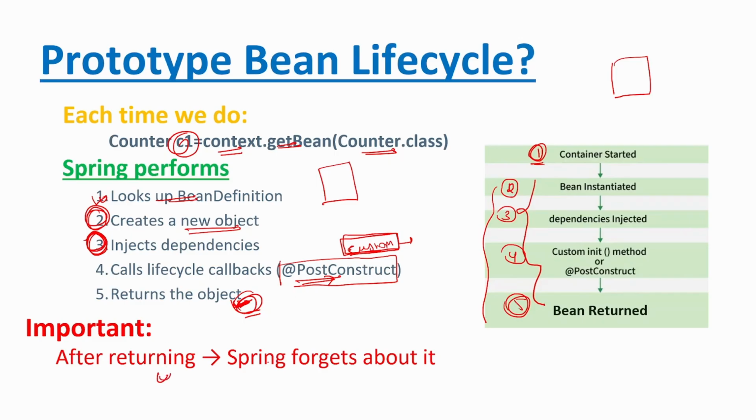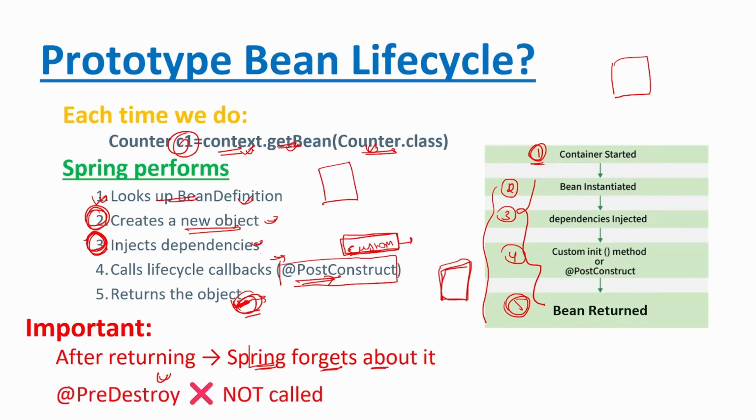After returning the object, Spring forgets about it and does not store its actual reference in the Spring context. So every time we do context.getBean(Counter.class), Spring first looks up the bean definition stored in the Spring context, creates the new object, injects the required dependencies, performs initialization via the PostConstruct method and returns the object. After returning the object, Spring forgets about it and does not track it. And therefore, no pre-destroy methods are called in the case of a prototype bean.